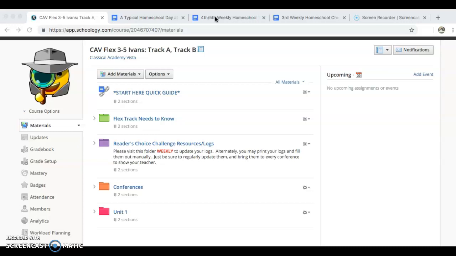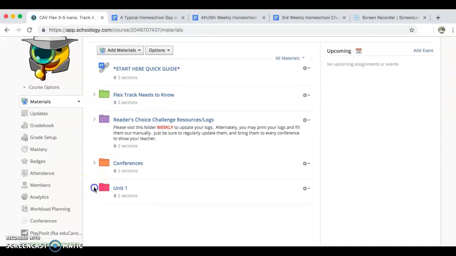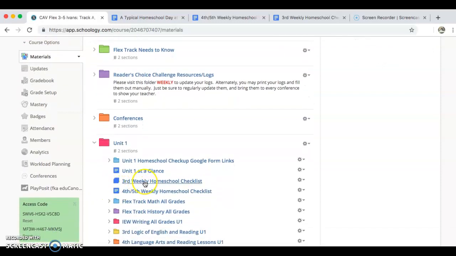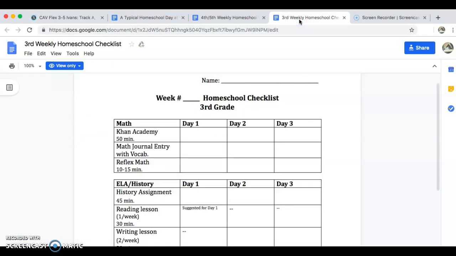So these are located either in the Flex Track Needs to Know folder, you'll find them there, and then also they will be located in the unit folder as well. Every unit will have it toward the top. So you can see right here, 3rd grade weekly homeschool checklist and the 4th, 5th one right here. But I have gone ahead and loaded these pages so that they're easy to see.